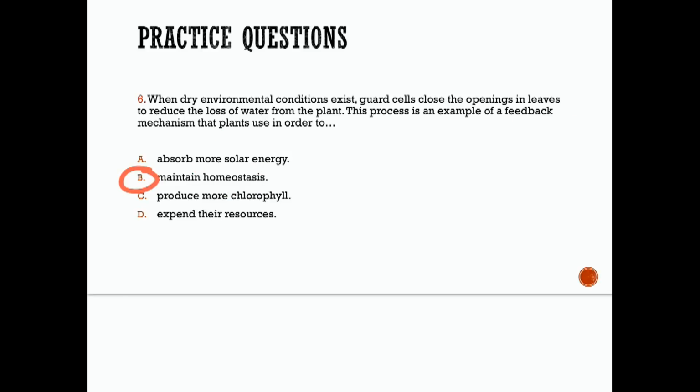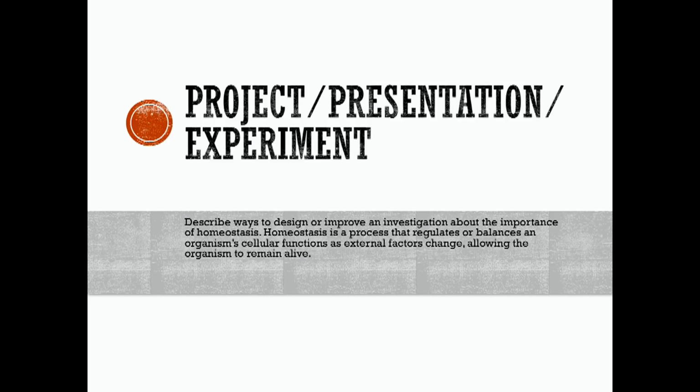So there we go. After fully covering the topic of homeostasis, you should be able to describe ways to design or improve an investigation about the importance of homeostasis. Homeostasis is a process that regulates or balances an organism's cellular functions as external factors change, allowing the organism to remain alive. So, I challenge you to create a project, a presentation, an experiment, a model, and show your teacher that you can explain this.